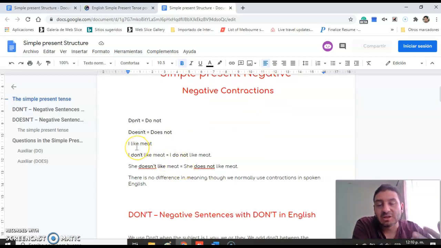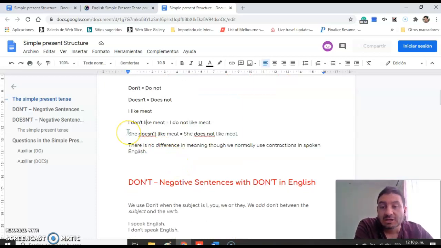Let's say, the auxiliaries are the words that express negations. For example, I like meat. If I want to say "no me gusta la carne," I have to say I don't like meat or I do not like meat. She doesn't like meat. A ella no le gusta. She doesn't like meat or she likes meat.